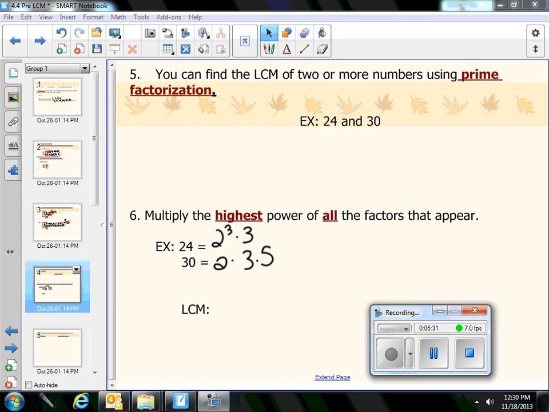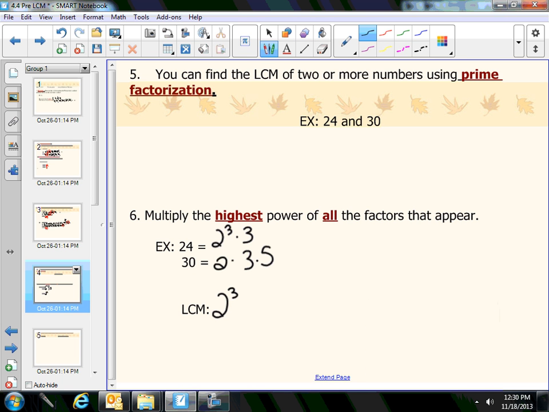For example, in these two numbers, since I ordered them from least to greatest, I'm going to take 2 cubed. The next one will be 3. The next one is 5. When I multiply 2 cubed times 3 times 5, I get 120. The least common multiple of 24 and 30 is 120.